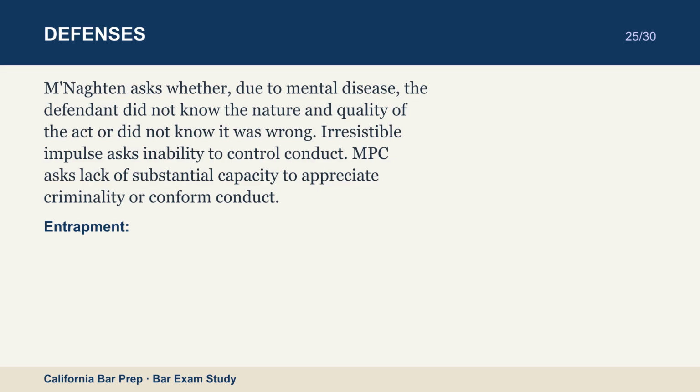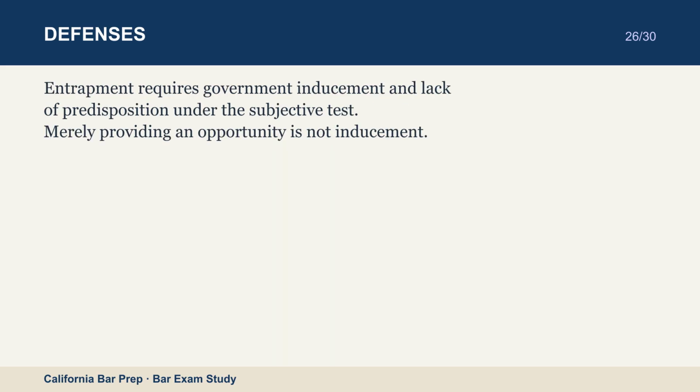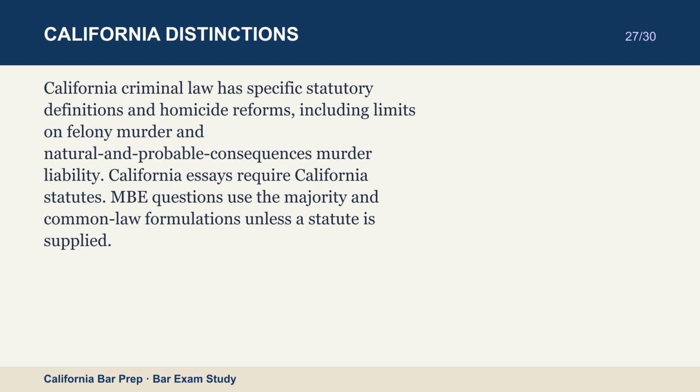California criminal law has specific statutory definitions and homicide reforms, including limits on felony murder and natural and probable consequences murder liability. California essays require California statutes. MBE questions use the majority and common law formulations unless a statute is supplied. Malice aforethought is not the same as premeditation. Felony murder needs an independent felony. Assaultive felonies may merge. Theft crimes turn on what the victim transferred, possession, custody, or title.